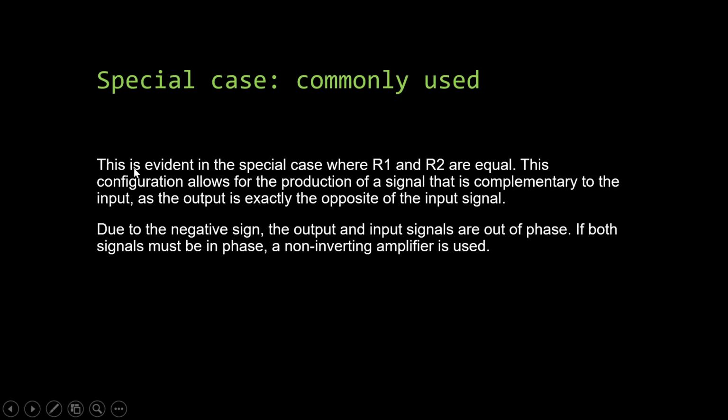A special case which is commonly used for the inverting amplifier is where R1 and R2 are equal. This configuration allows for the production of a signal that is complementary to the input, as the output is exactly the opposite of the input signal. Due to the negative sign, the output and input signals are out of phase. If both the signals must be in phase, a non-inverting amplifier will be used.